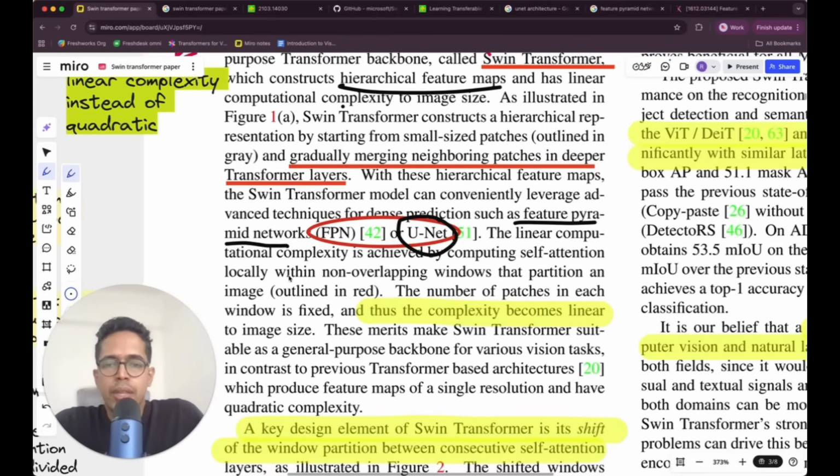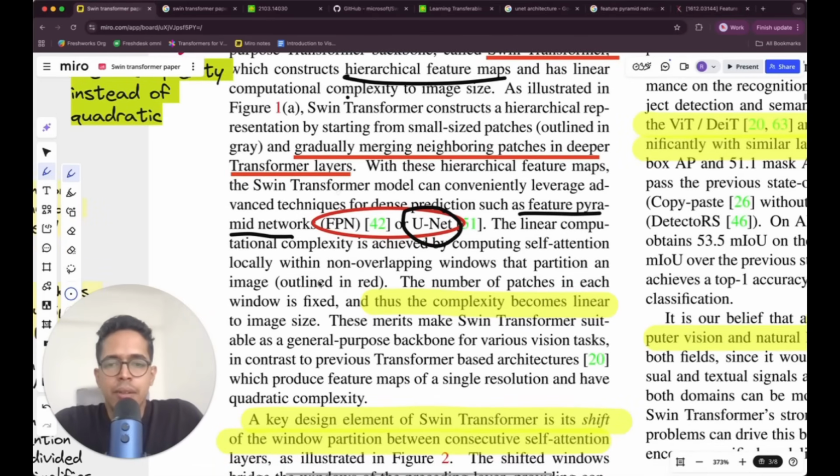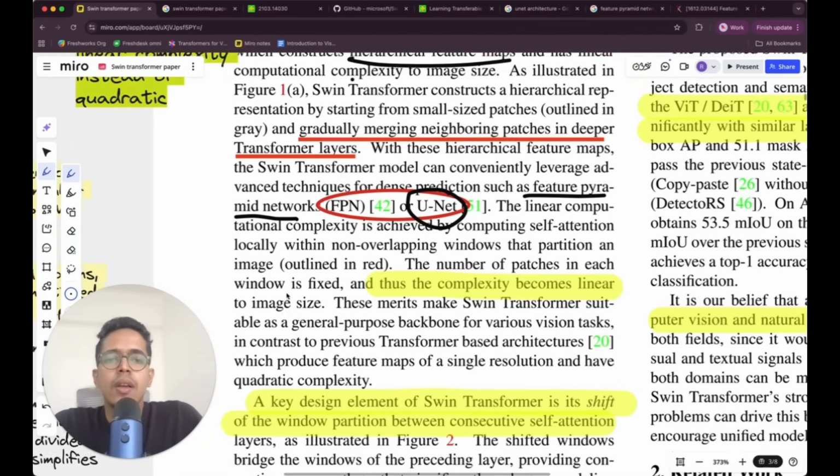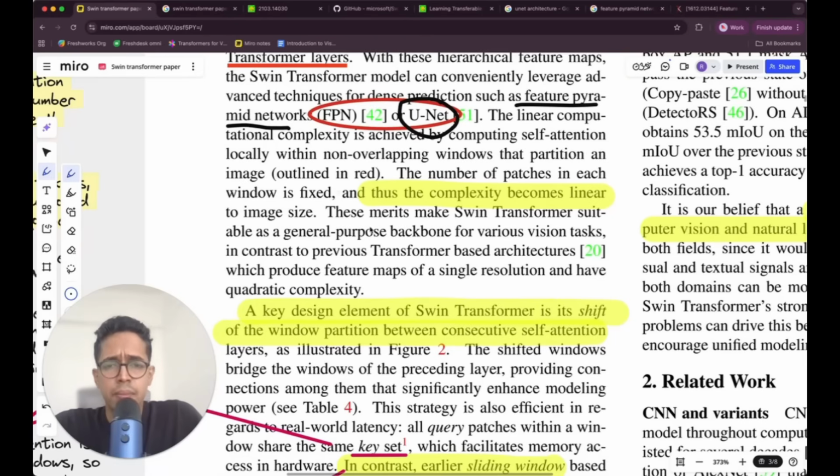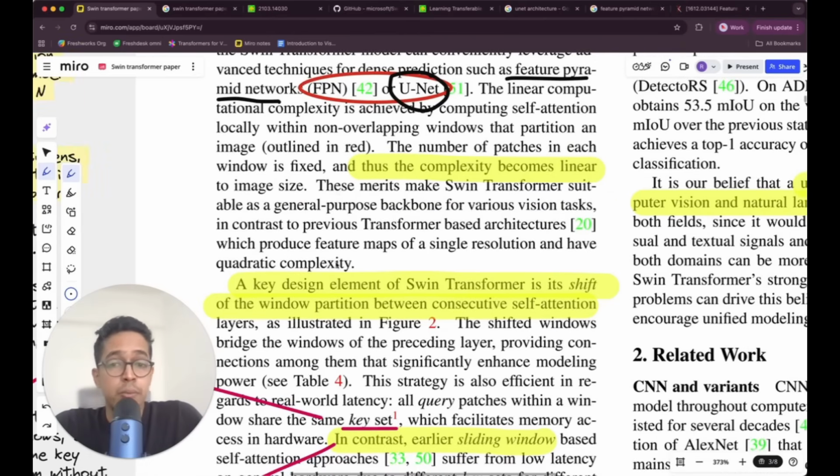The linear computational complexity is achieved by computing self-attention locally within non-overlapping windows that partition an image. We will see why it is linear; we are yet to reach there. The number of patches in each window is fixed, and thus complexity becomes linear to image size. These merits make Swin Transformer suitable as a general purpose backbone for various vision tasks, in contrast to previous transformer-based architectures which produce feature maps of a single resolution and have quadratic complexity. This is essentially what is shown in figure 1.